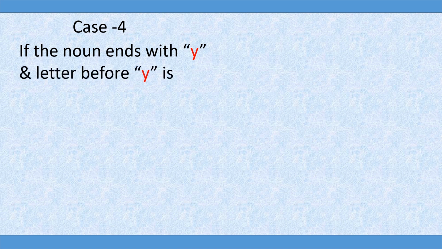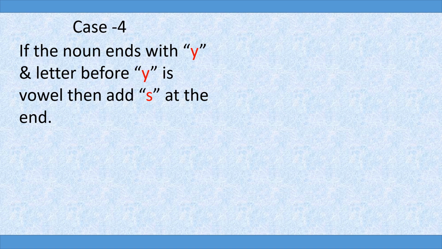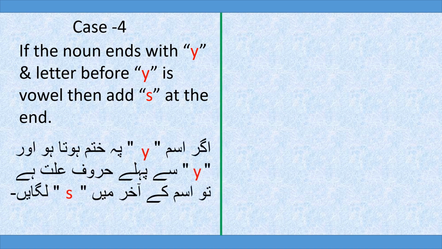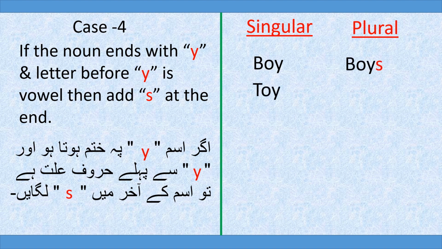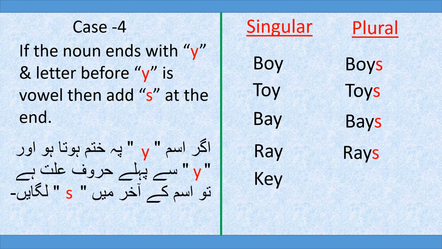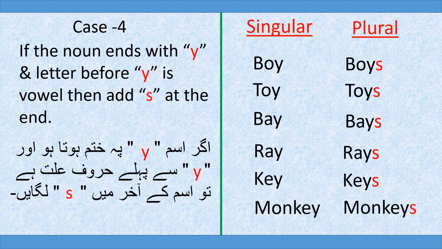Case 4. If the noun ends with y and the letter before y is a vowel, then add s at the end. Like boy, boys, toy, toys, bay, bays, ray, rays, key, keys, monkey, monkeys.